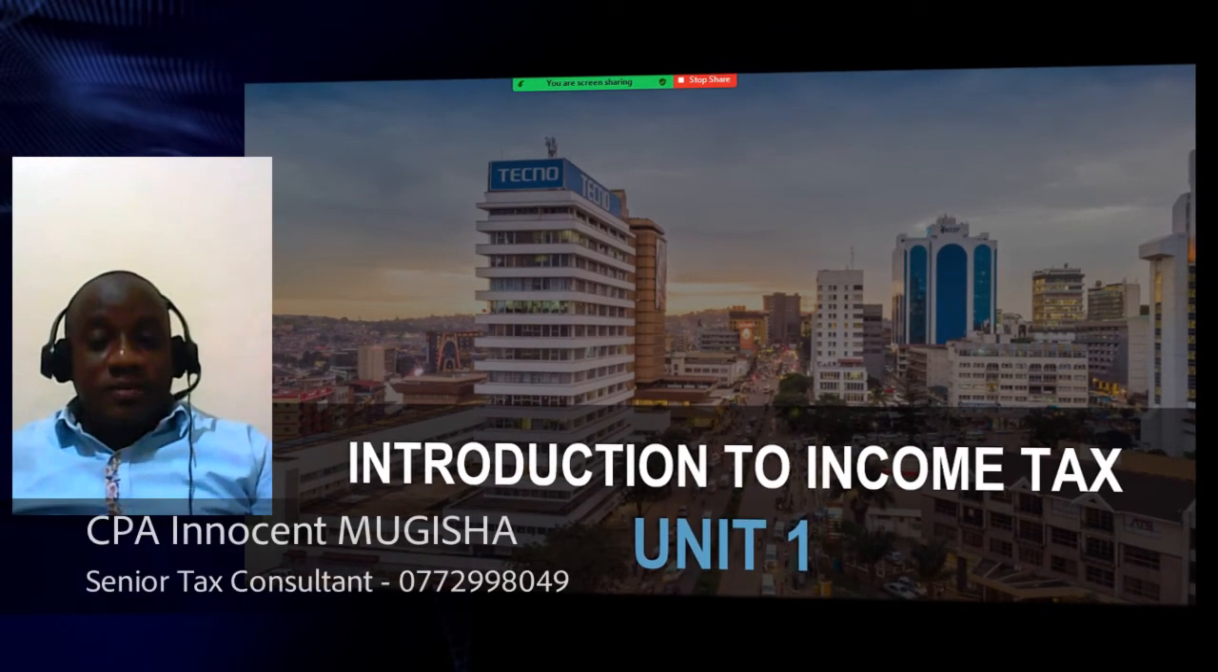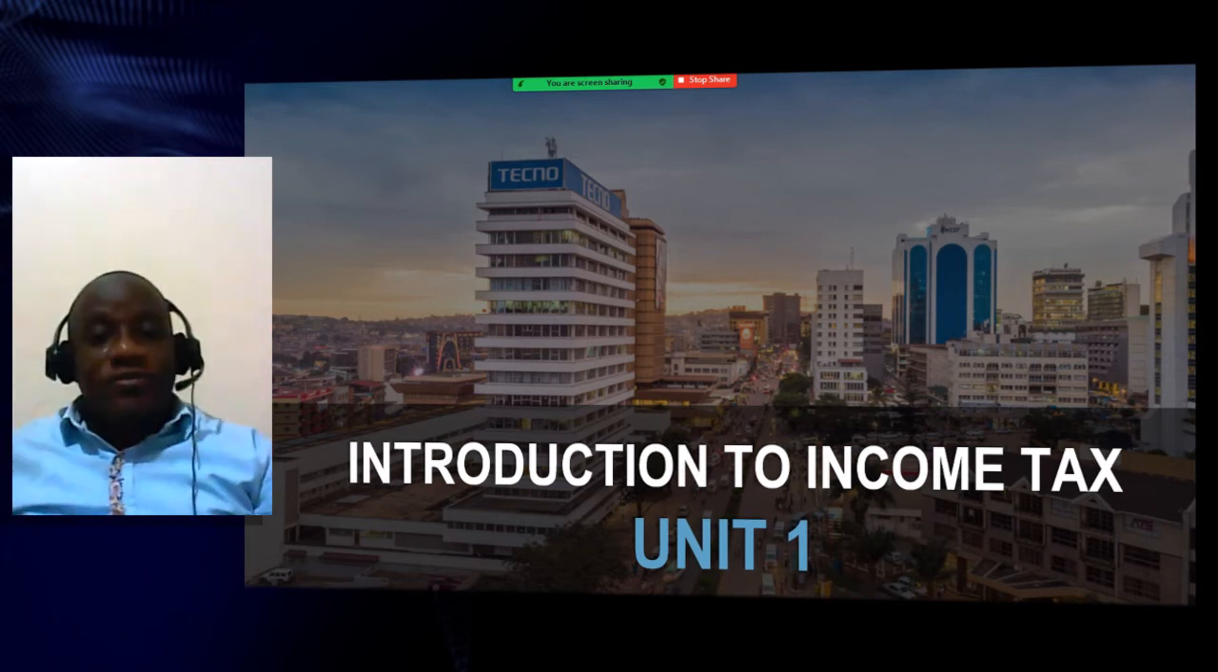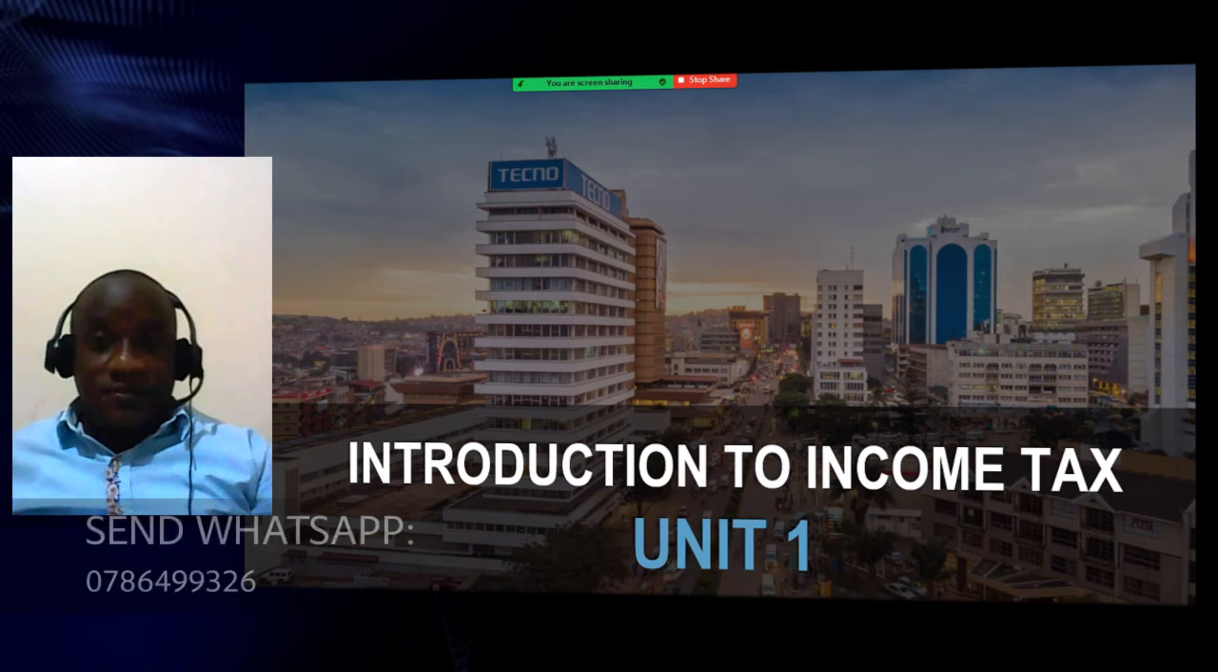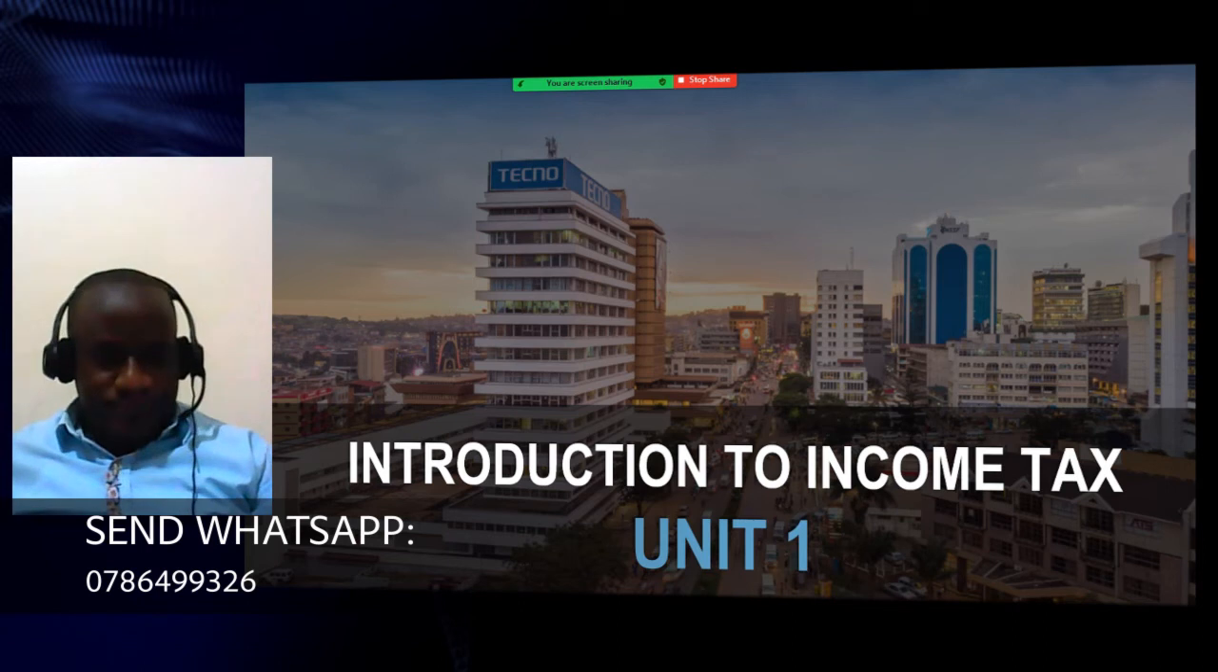In this session, I'm going to give a brief discussion on income tax. Income tax is one of those areas we are going to cover on top of value-added tax and customs management. But I should say that income tax is one of those very, very common areas of taxation. The income tax itself, I think, is the widest tax that is collected in Uganda.